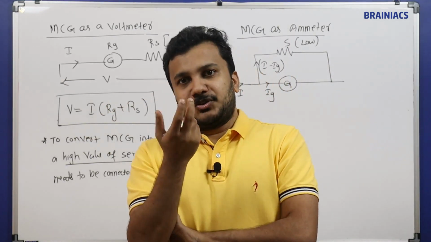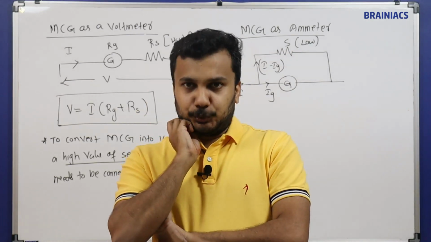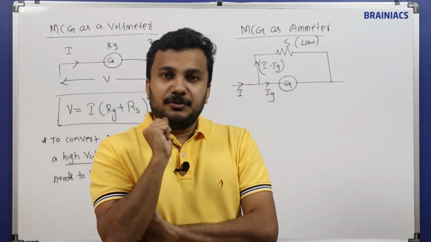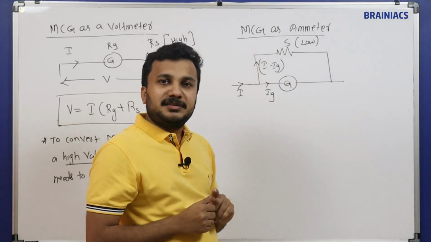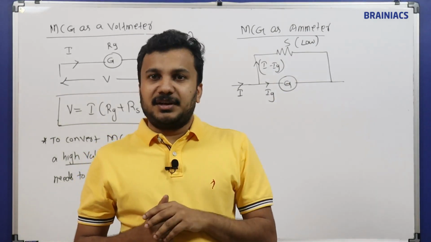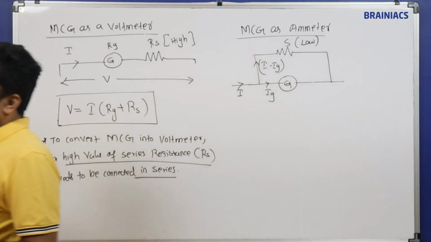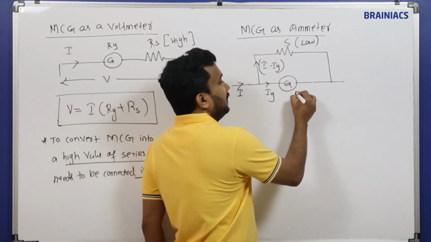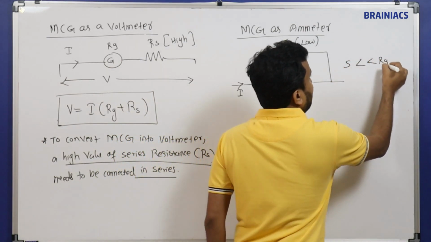So if I want to measure 2 ampere, 3 ampere, 4 ampere, 1000 ampere, what should I do? To do that, we will connect a parallel resistance. This resistance is called a shunt resistance, and its value is very low compared to the resistance of the galvanometer. The resistance of the galvanometer is Rg, and the shunt resistance S is very low compared to Rg.